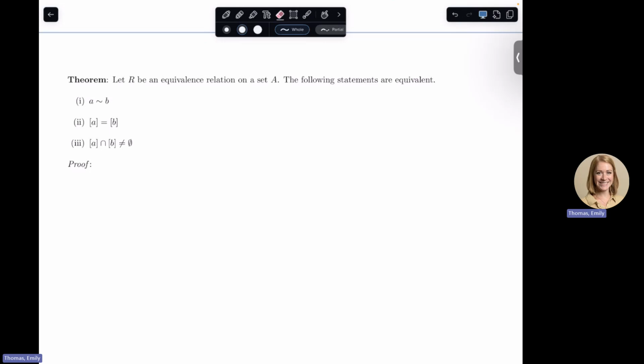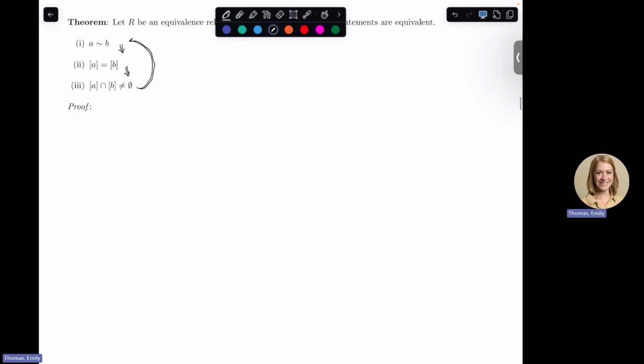Okay, let's do this proof then. So proving that these three things are equivalent, we're going to prove that 1 implies 2, that 2 implies 3, and then that 3 implies 1. It's a circle of conditionals that would prove that these are all the same. If I can prove that 1 implies 2 and 2 implies 3 and 3 implies 1, then I've got equivalence all around. So we are going to do that.